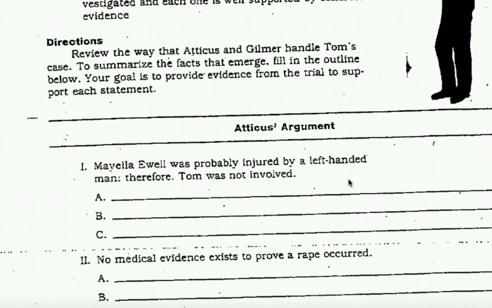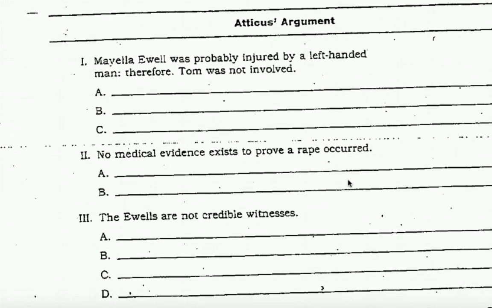So we're going to start off talking about both sides of the argument. We're not picking sides yet, even though I'm sure a lot of you already have the side that you're going to choose. But remember that regardless of that, you always need to think about the counter arguments, the opposing view. So what you're going to be doing and submitting for me is completing this outline. Atticus's argument is composed of what Mayella was probably injured from. So it says Mayella was probably injured by a left-handed man. Therefore, Tom was not involved.